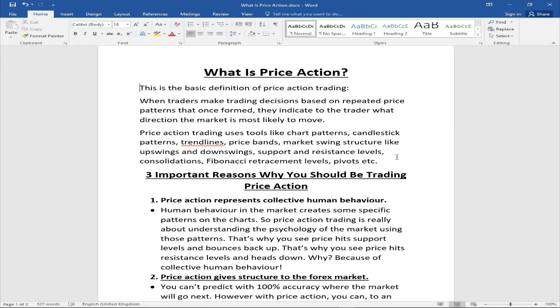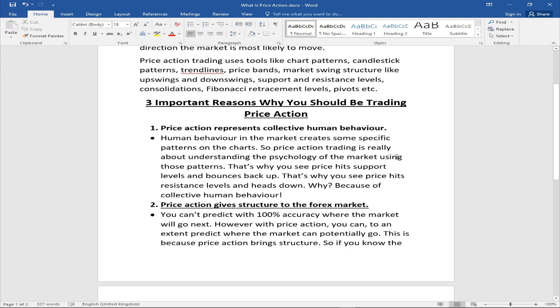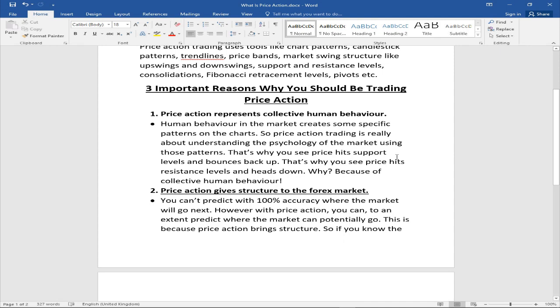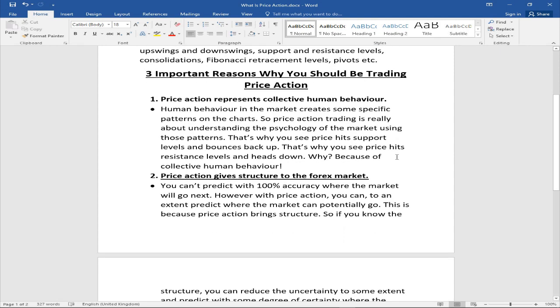Okay, but moving on to the next point, it says here 3 important reasons why you should be trading price action. Okay, the first point says price action represents collective human behavior. The point goes on to say human behavior in the market creates some specific patterns on the chart. Okay, so price action trading is really about understanding the psychology of the market using those patterns.